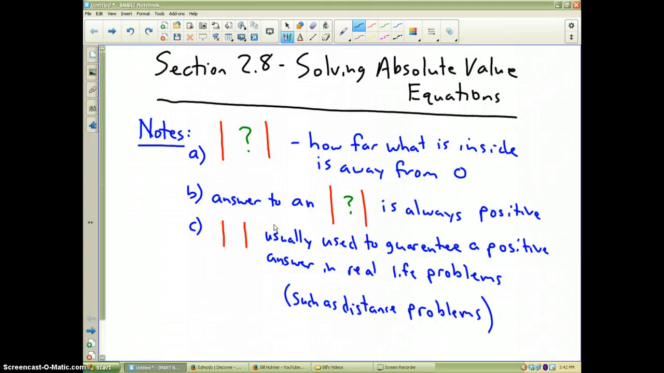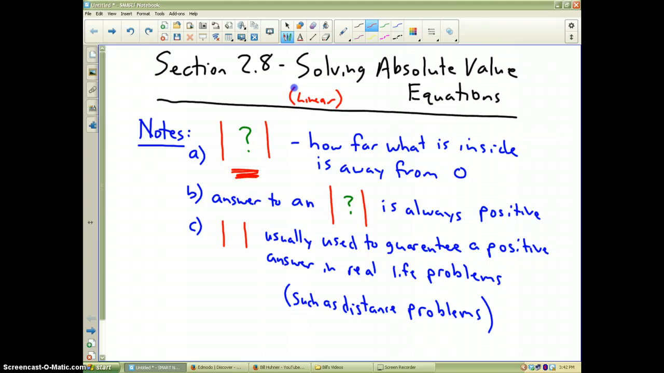Section 2.8 is about solving absolute value equations. Absolute value equations are in the family of linear equations. They're very similar. They look the same. However, they have the absolute value bars around them, which you guys recognize here in my notes.